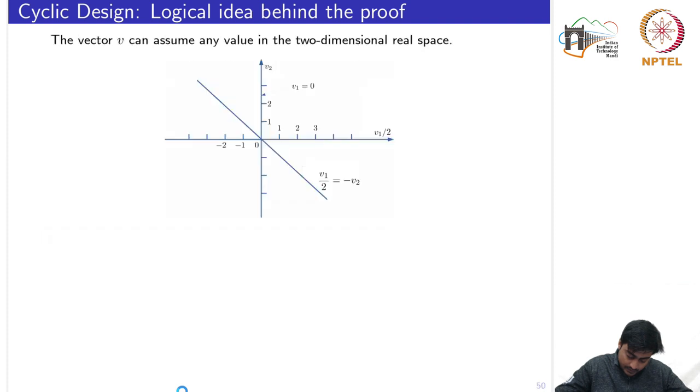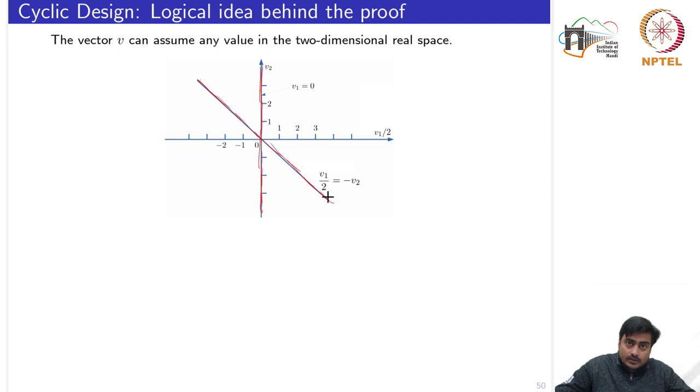We can visualize this in a two-dimensional space because we have only two variables V1 and V2. So the first condition is V1 equals 0, which is this line. Along this line V1 would always be 0. Now another condition is that V1 by V2 should not be equal to minus 2. So we have normalized the x-axis by V1 by 2 and all the V's should also not lie on this line.